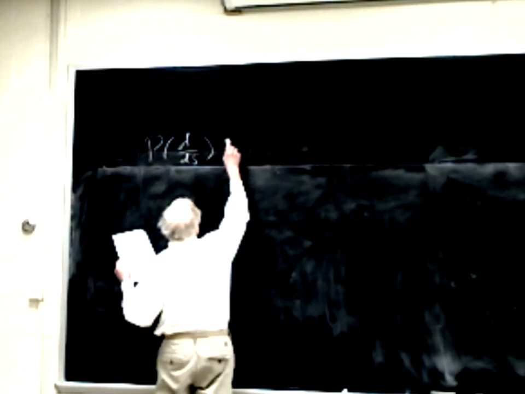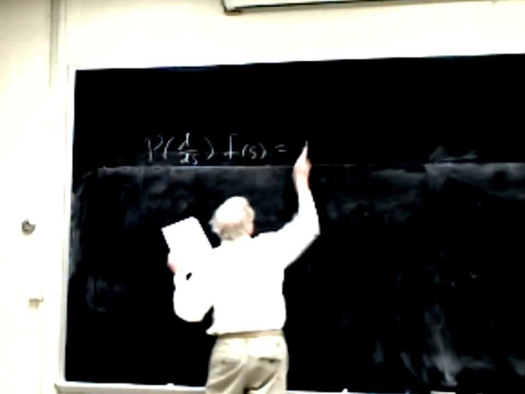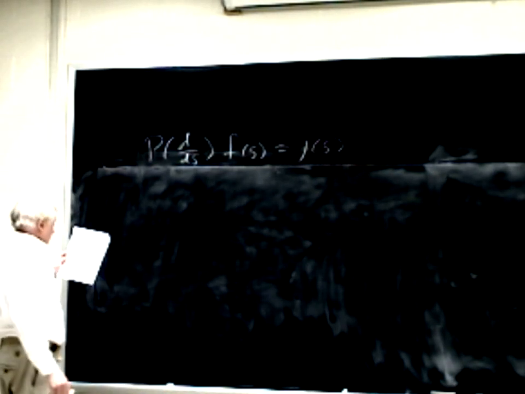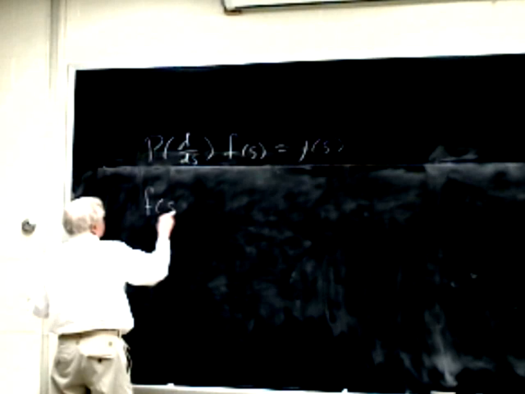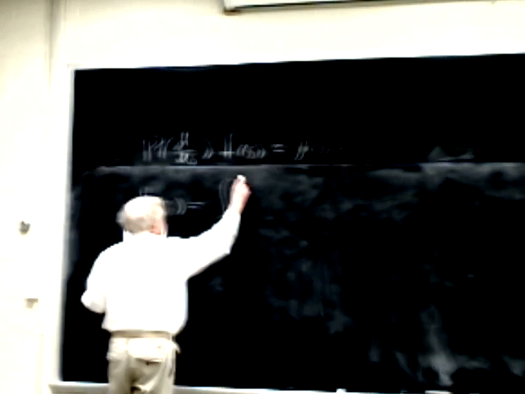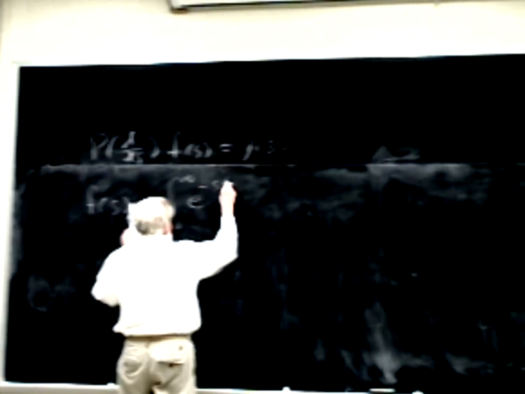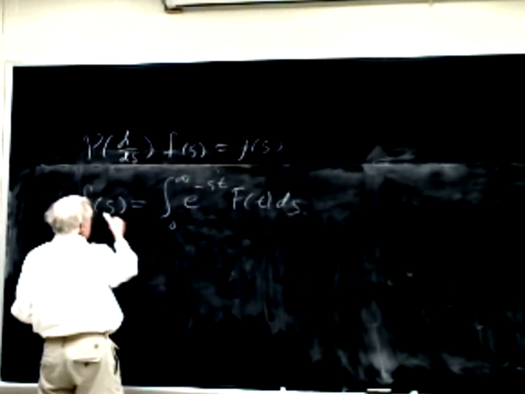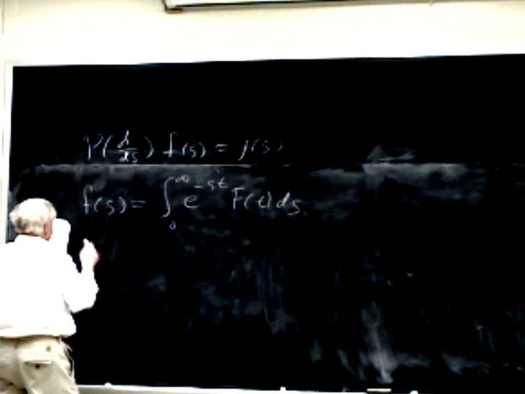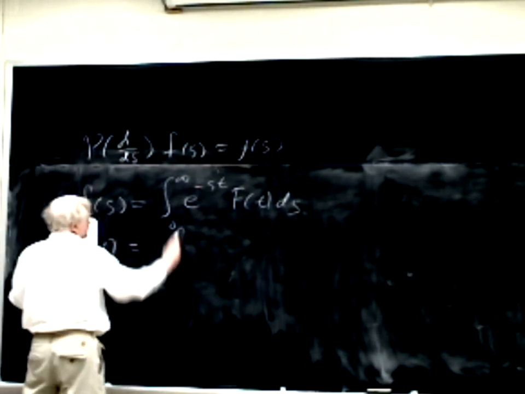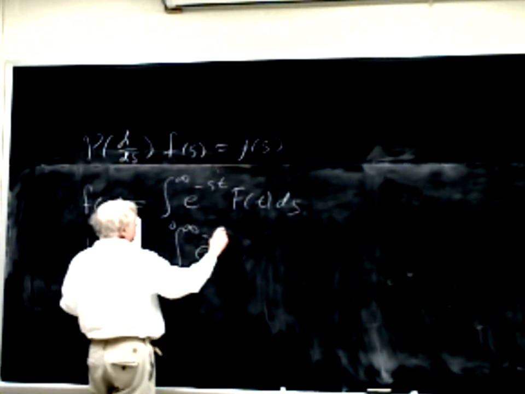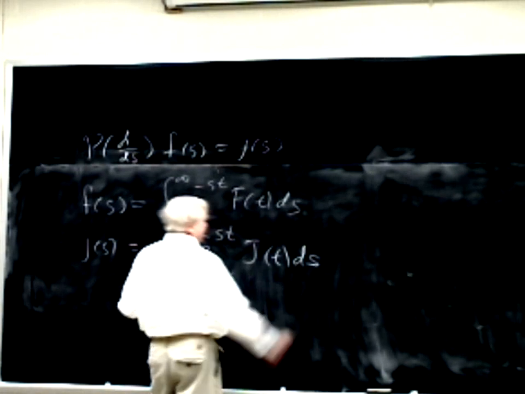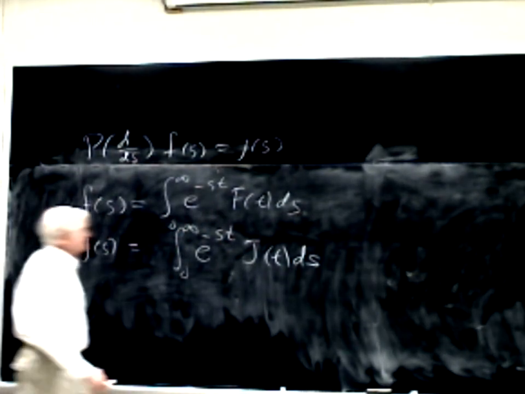Suppose we have a polynomial in derivatives on f of s equal to some source term j of s. Then we can write f of s in terms of the Laplace transform, integral of e to the minus st f of t. If we don't know what f is, this is the unknown. I'm just writing it that way. And then we can write j of s in terms of its inverse Laplace transform, j of t dt. I'm sorry, dt, that's dt.